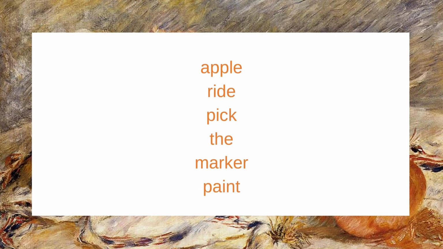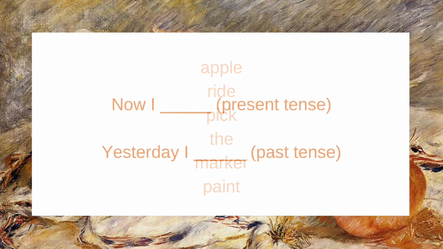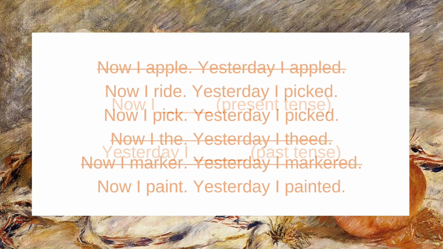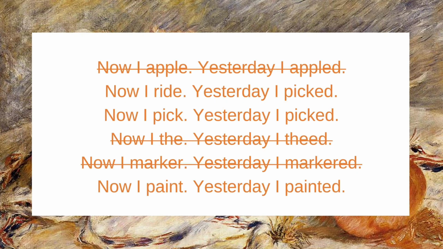Now look at the following list of words: apple, ride, pick, the, marker, paint. Which words can be verbs? Put each word in the following sentences as a test. Now I ___, present tense. Yesterday I ___, past tense. Now I apple. Yesterday I appled.